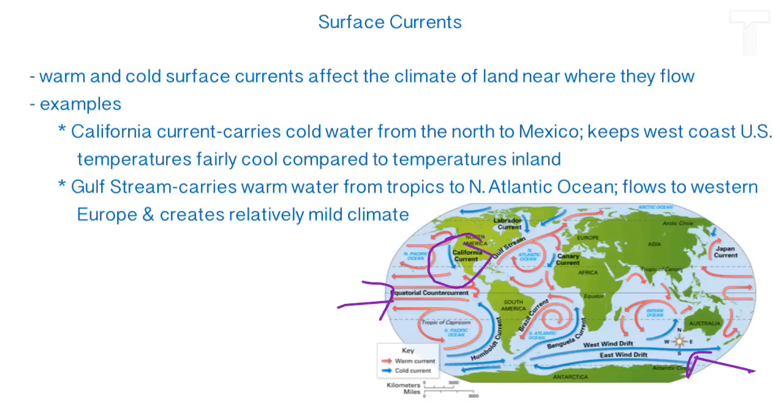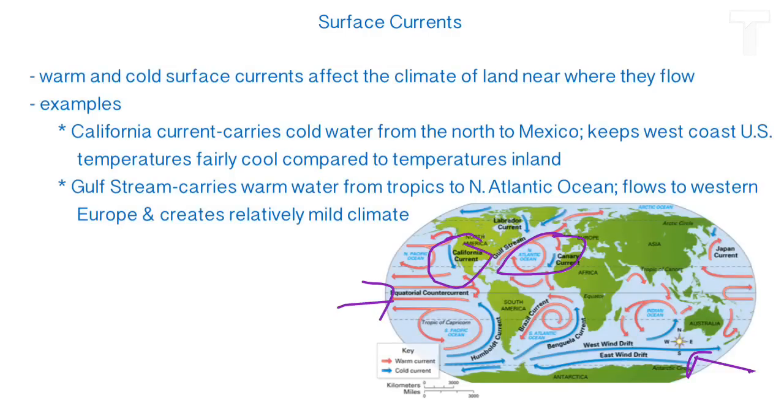The other example is the Gulf Stream, which carries warm water from the tropics to the North Atlantic Ocean and ultimately past Western Europe. What that does is create a relatively mild climate for Western Europe. So where you would normally expect it to be cold, it's not as cold because they are right along that warm current.